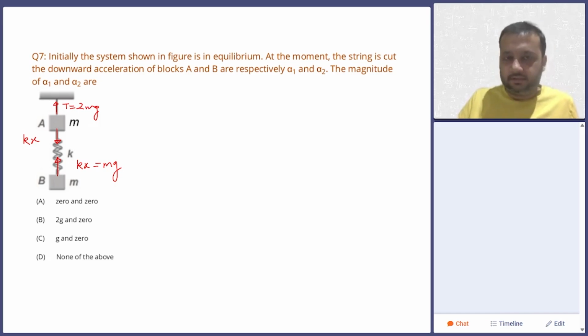Now the moment you cut this, you can understand the situation. This string will be gone, but the spring is still in the stretched state. Spring is still in the extended state. The x will not change immediately after cutting.